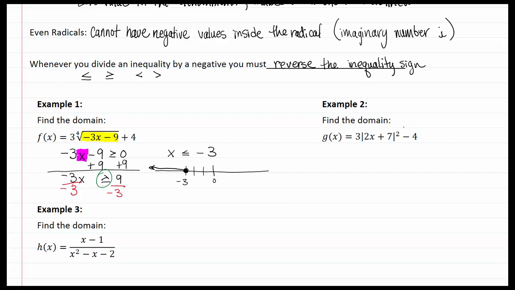Looking at example 2, an absolute value does not cause any problems. There are no radicals, there are no fractions. And so we don't have to worry about this one at all. x is all real numbers.